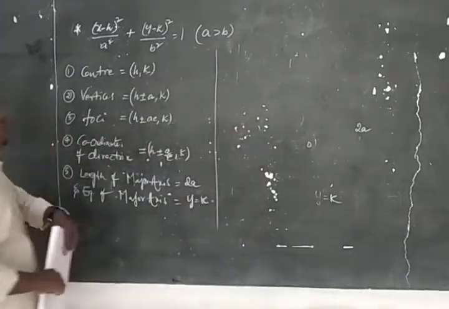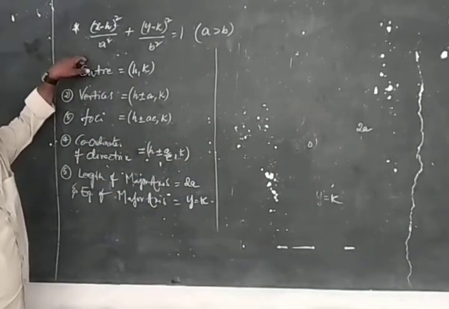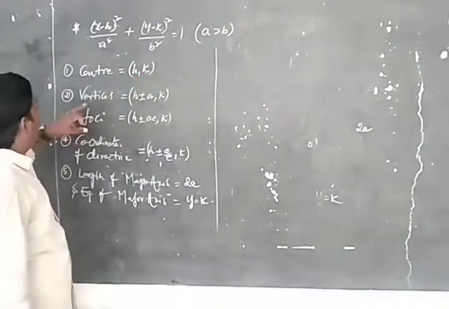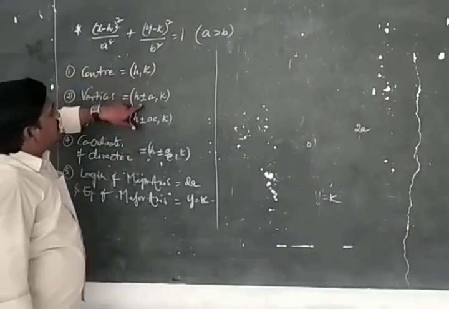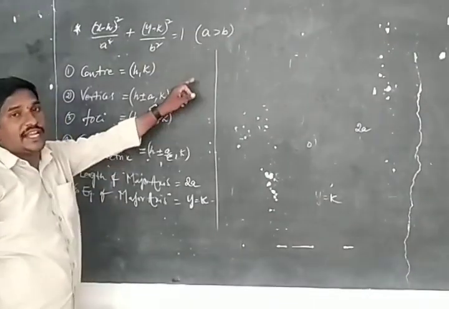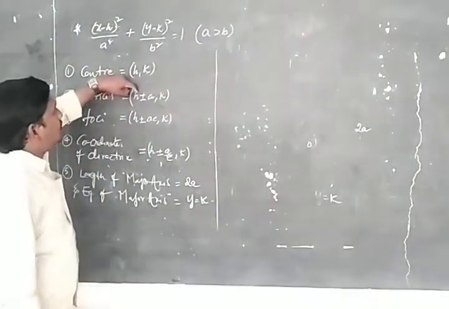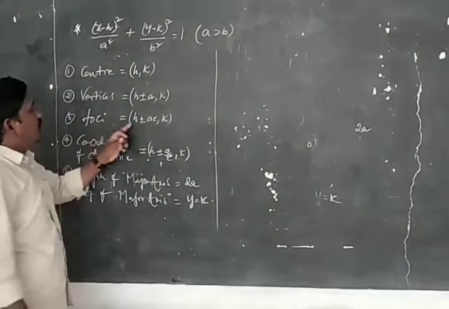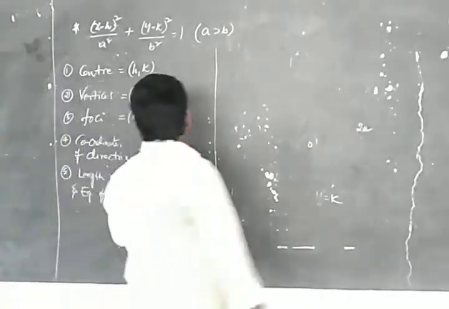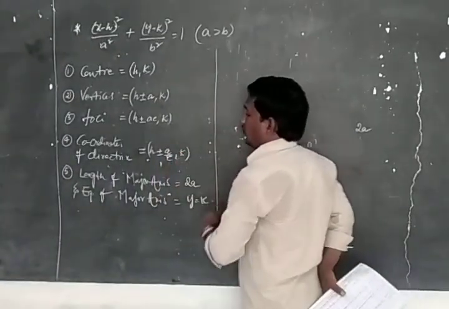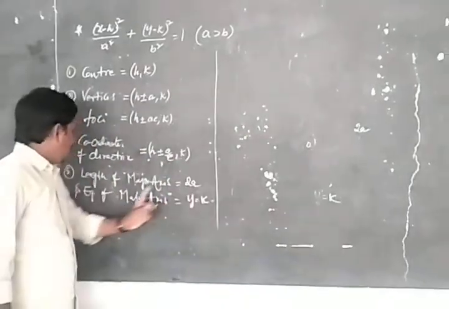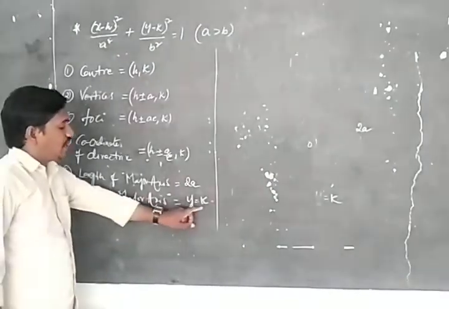Look at once. Center is actually 0 comma 0, but the origin 0 comma 0 shifted to h comma k. Now vertices plus or minus a comma 0. So here h comma k should be added to the coordinates of x and y axis. H plus or minus a comma k. Foci h plus or minus ae comma k, and coordinate of the directrix h plus or minus a by e comma k. Next, length of major axis 2a, and equation of major axis y equal to k.